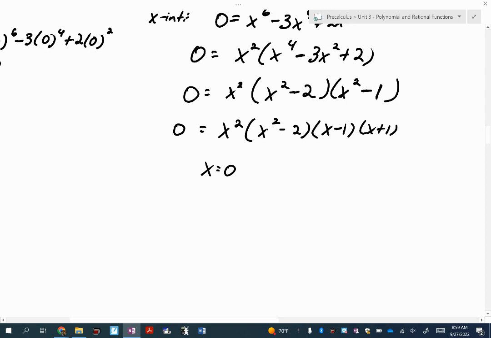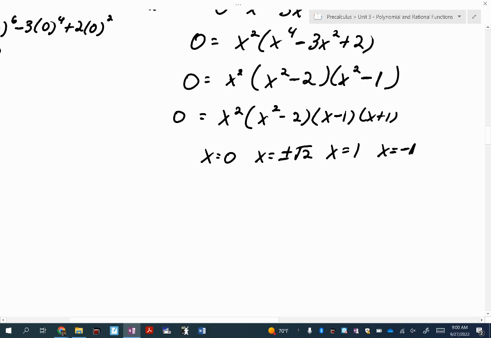So x equals 0. This one might be a little tricky. If you need to show the work, take your time to do it. I move it over in my head and make it x squared equals positive 2. Then take the square root of both sides to get plus or minus the square root of 2. Then x equals 1 and x equals negative 1.